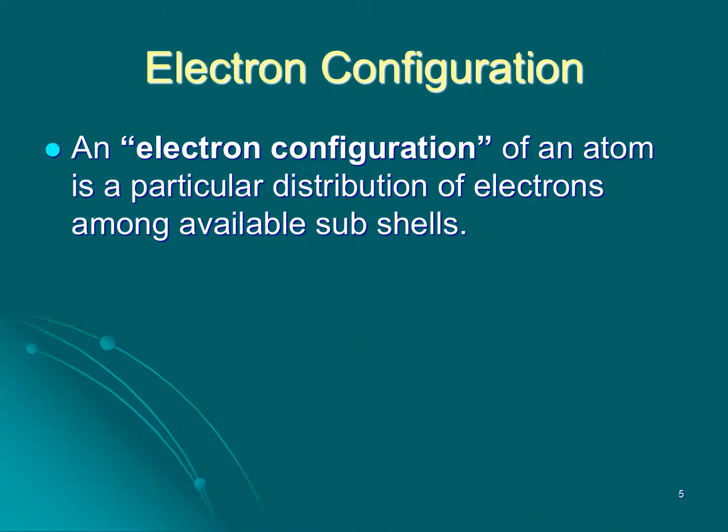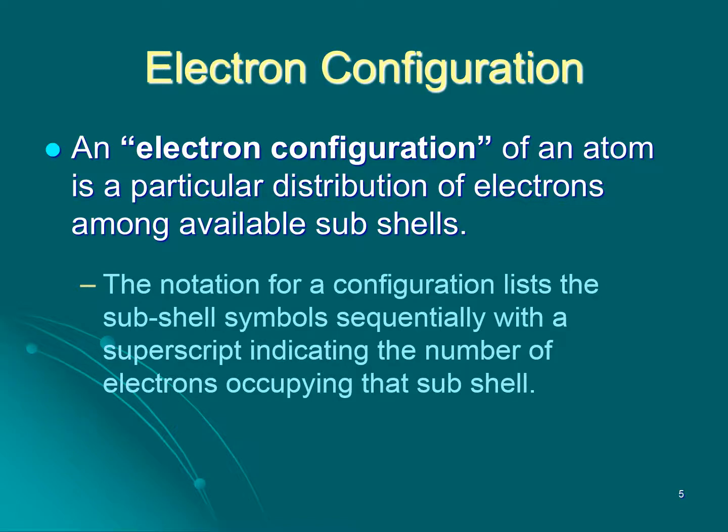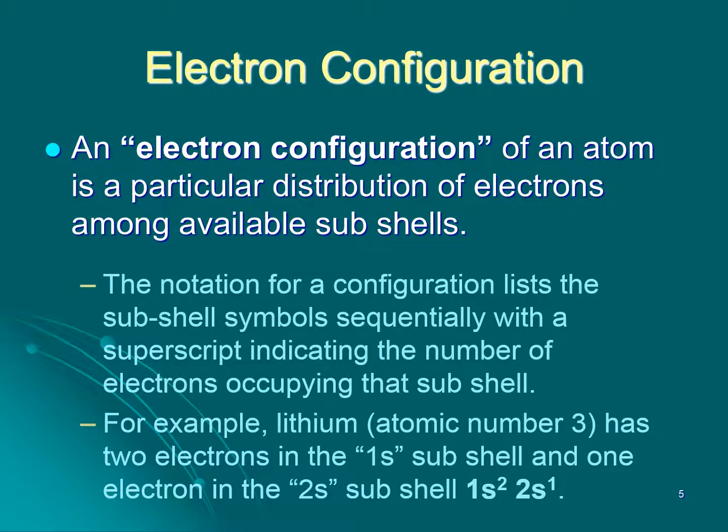Okay, those were just some things to keep in mind. What we're going to do is come up with what's called an electron configuration. It's a way of showing where the electrons are distributed in the atom. The notation will list the shells and subshells, and then a superscript indicating how many electrons are in that subshell. For example, lithium has 2 electrons in the 1s subshell and 1 electron in the 2s subshell, so its electron configuration is 1s2, 2s1. We're going to start from the beginning and derive these.